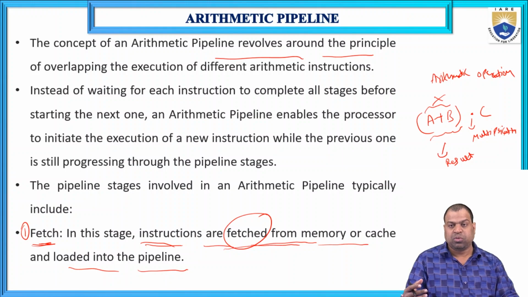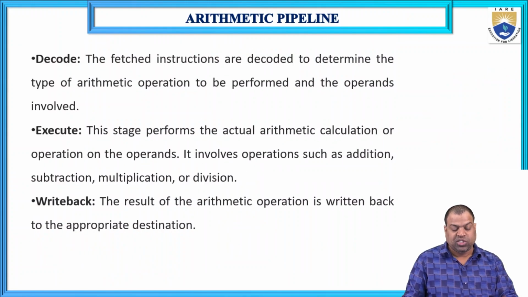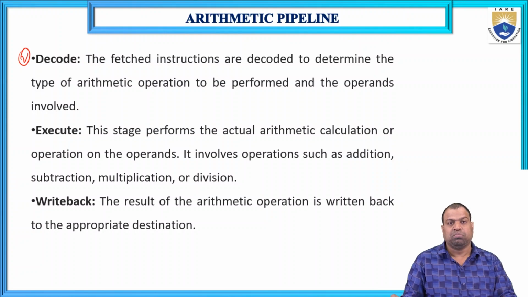After fetching from memory, the instructions in the memory will be matched, then cached or loaded into the pipeline. Pipeline means the process should be stopped. So after the fetching, what is the second stage? Decode. Decode means the fetched instructions are decoded to determine the type of arithmetic operation to be performed and the operands involved. Execute. This stage performs the actual arithmetic calculation or operation on the operands. It involves operations such as addition, subtraction, multiplication and division. Write back. The result of this arithmetic operation is written back to the appropriate destination.